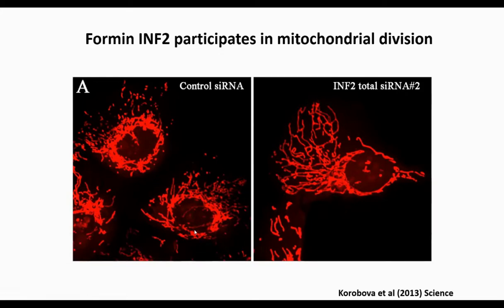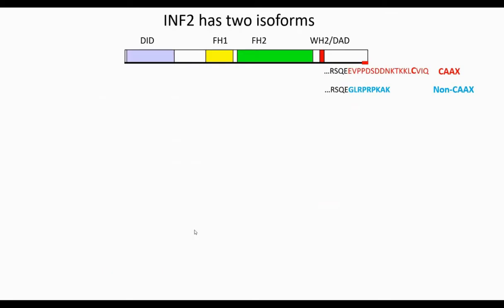And this was intriguing to us, especially because this formin is not on mitochondria. So where is this formin located? This formin has two different isoforms, and this is the domain architecture of the formin. I won't be going into the details of the domains, but just to be simple, the FH1 and FH2 domains, which are pretty well conserved in all the formins, are used for actin assembly, and the DID and the DAD region is used for its autoinhibition.